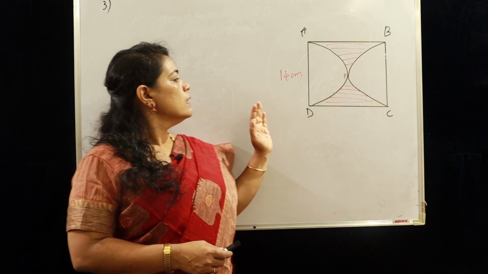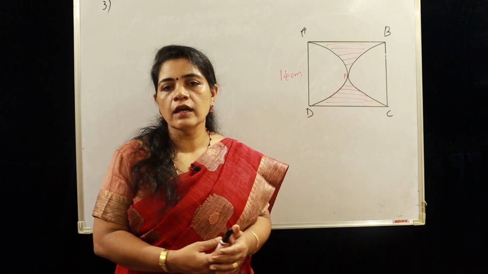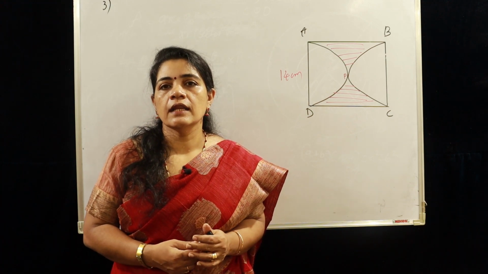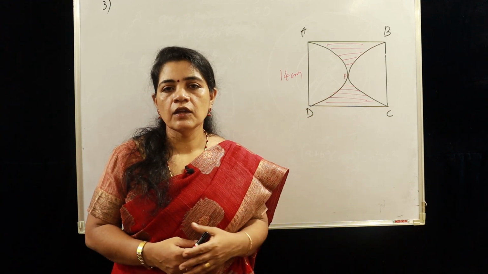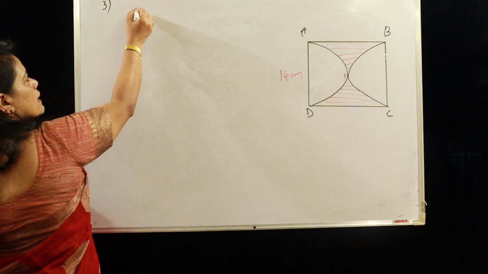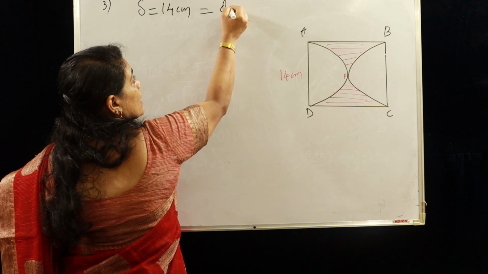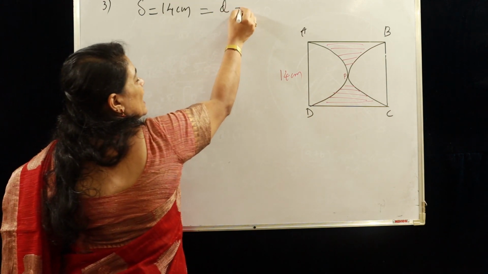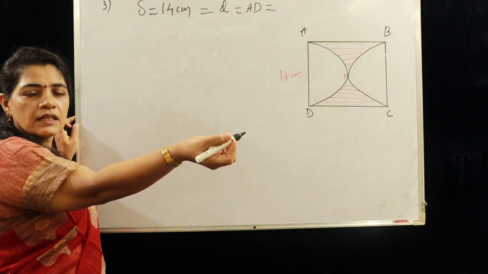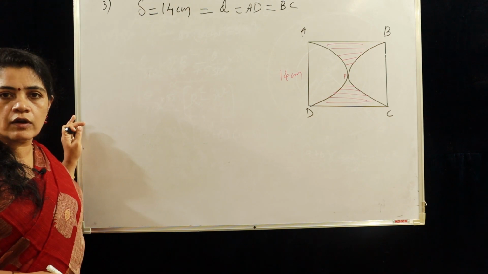BC and AD are the diameters with respect to the semicircles, and with respect to the square, both of them are the sides. So in order to get the area, we write the steps, and finally we can reach the answer correctly. We are given a square of side equal to 14 centimeter, and that is equal to the diameter AD, and the diameter of the second semicircle, BPC, that is BC. All the sides are equal because it is a square.